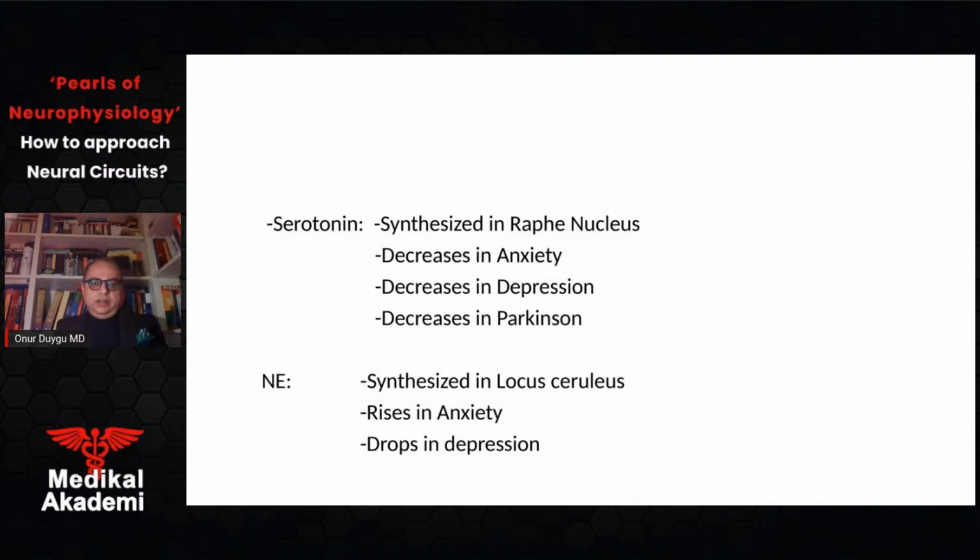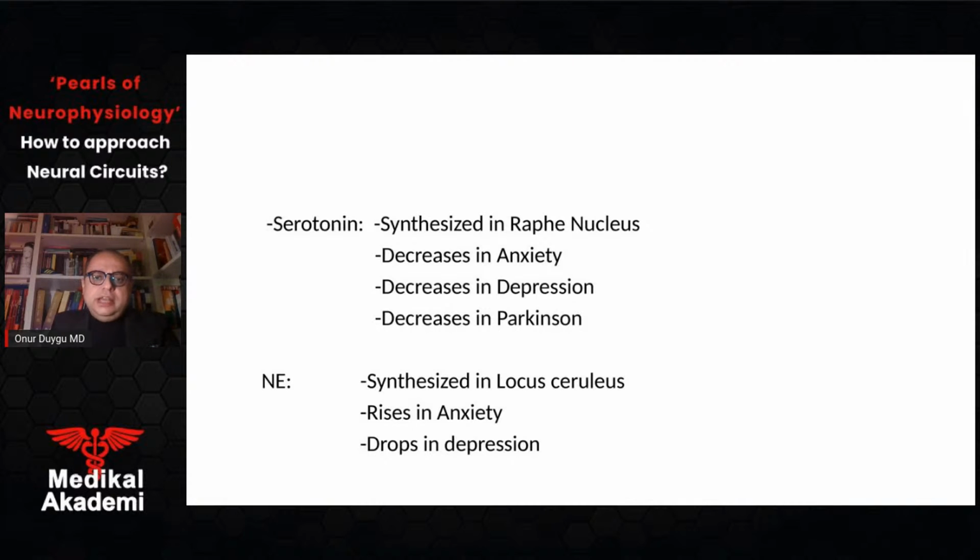How about serotonin? Serotonin is very popular nowadays for research in depression, anxiety, and Parkinson's disease as well. It's synthesized in the raphe nucleus in the central nervous system. As I told you, it decreases in anxiety, it decreases in depression, and it decreases in Parkinson's disease.